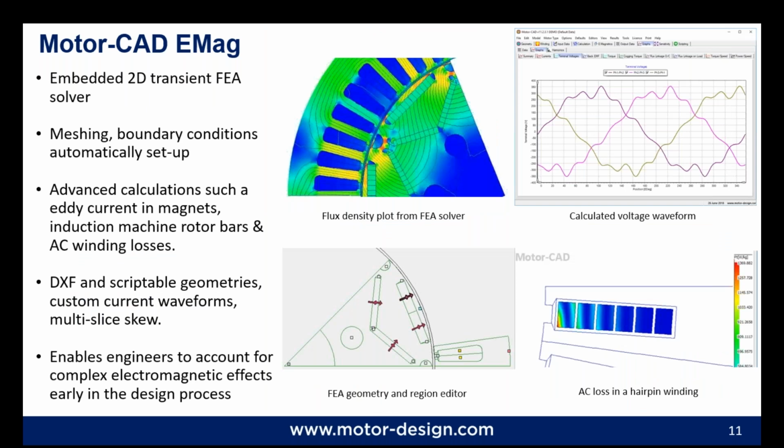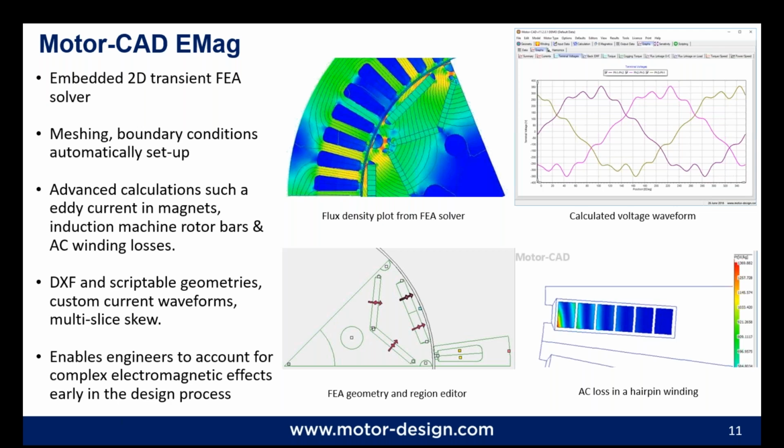Within the EMag module, we have an embedded 2D transient finite element solver. When you do calculations which require the finite element solver, it automatically handles the meshing, boundary conditions, symmetry, etc. It allows us to do advanced calculations such as solving eddy currents in conductive components, and it also allows us to be a little bit more flexible with the geometries and move beyond the template, so we can do things like build, import DXF and script geometries.